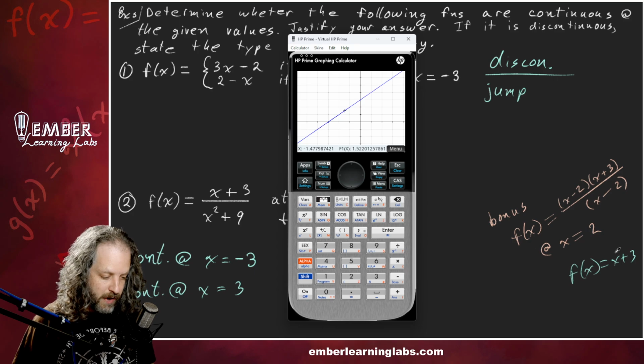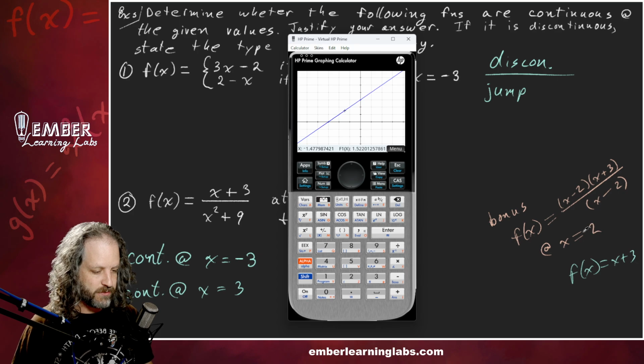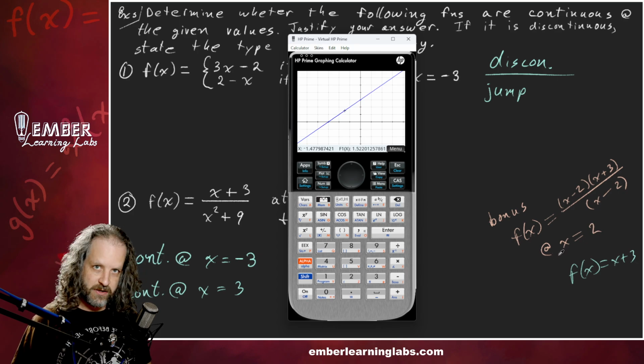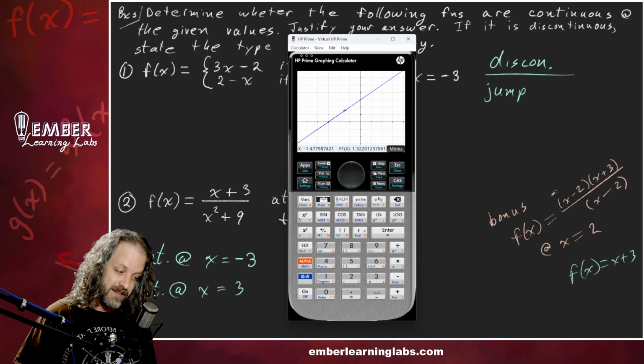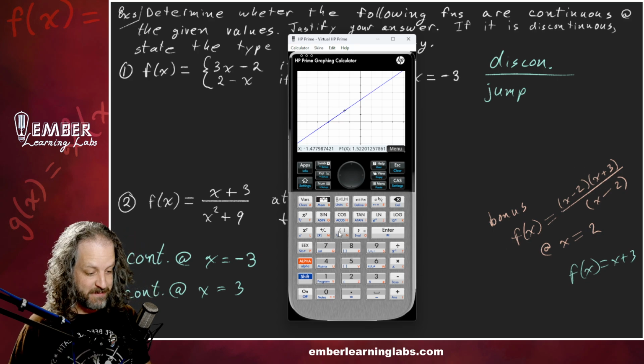So you might jump to say, oh, this is continuous at x equals 2. So is it continuous at x equals 2? Well, you may be thinking, if I put a 2 in here, it's going to break, because I can't divide by 0. It's going to be a divide by 0 error.